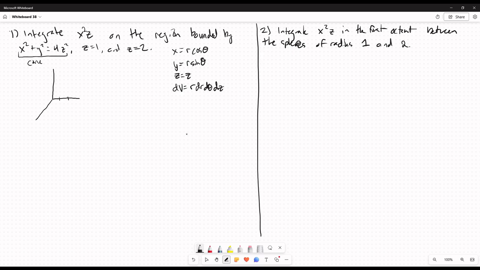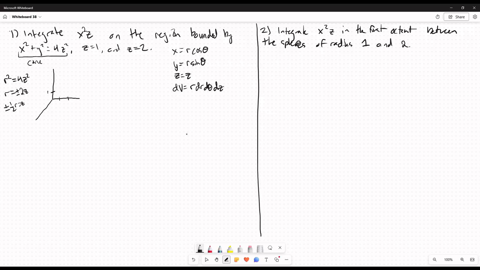We can turn this formula into cylindrical coordinates by changing x squared plus y squared. That's r squared cosine squared plus r squared sine squared, which is just r squared equals 4z squared. To get r equals plus or minus 2z, which is what we're going to use, you could also write this as z equals plus or minus 1/2 r.